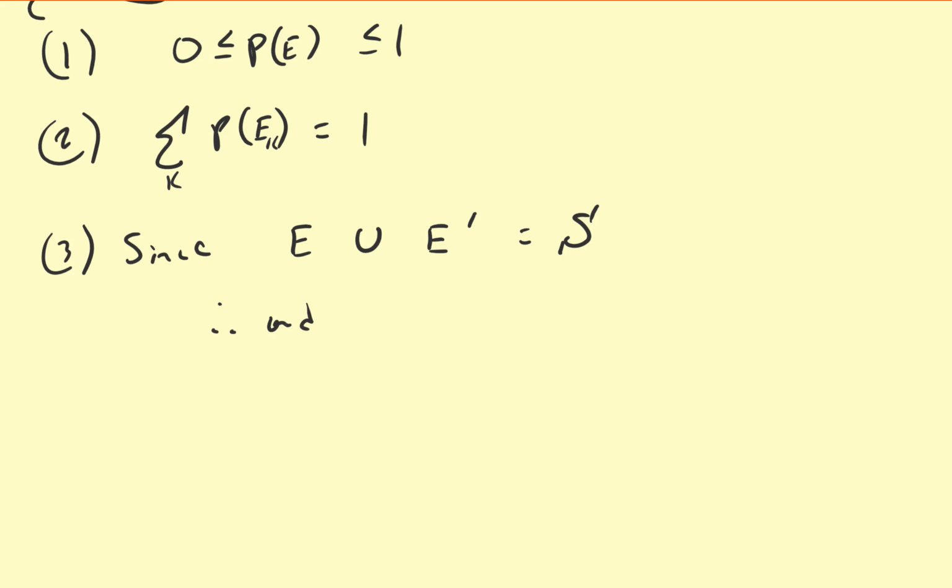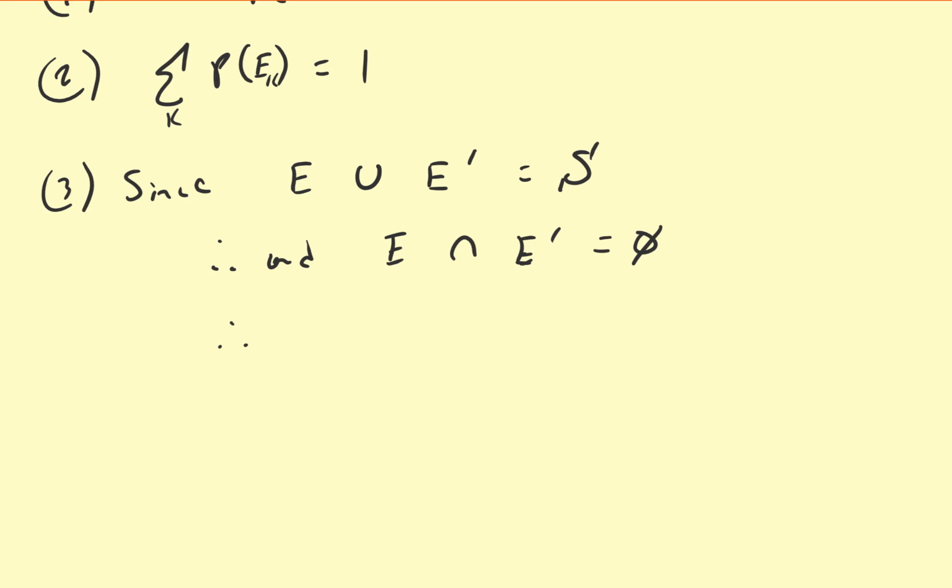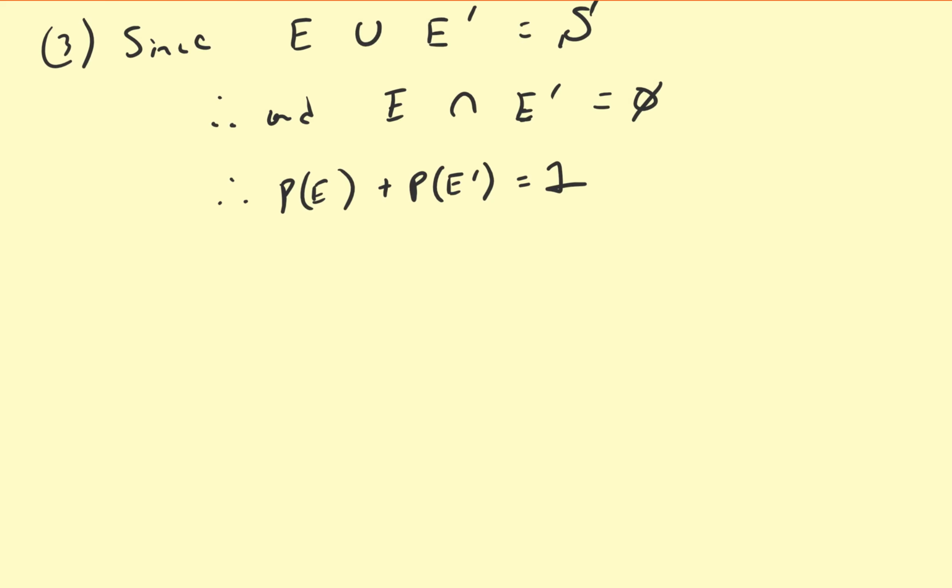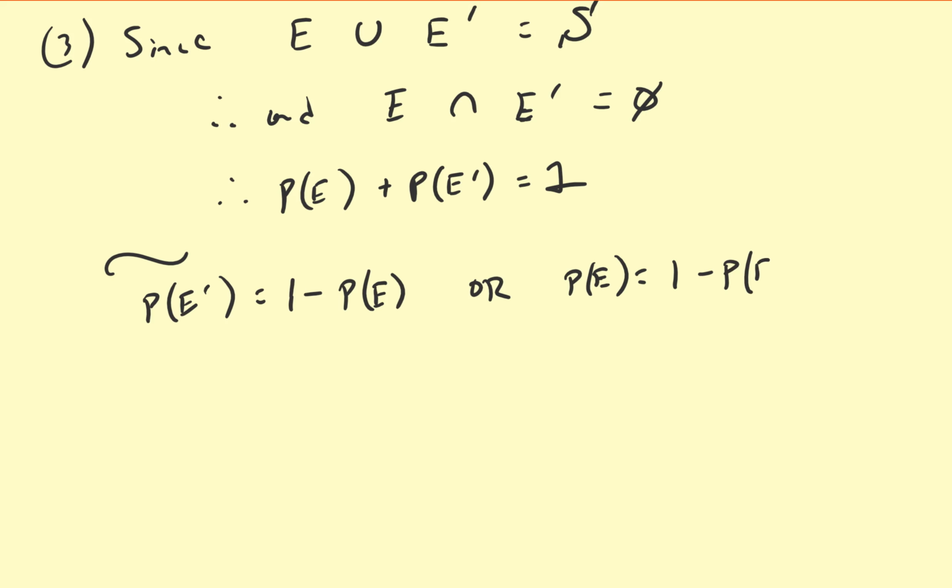and E and E complement are mutually exclusive, then we can find that the probability of E plus the probability of E not happening must come out to 1. So this is then going to give us two properties. The first one says that the probability of E complement, or the probability of something not happening, is 1 minus the probability of an event actually happening, or the probability of an event happening is equal to 1 minus the probability of it not happening. And that's the third common property.